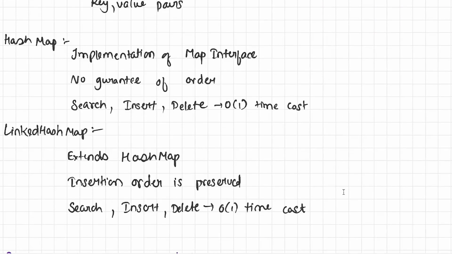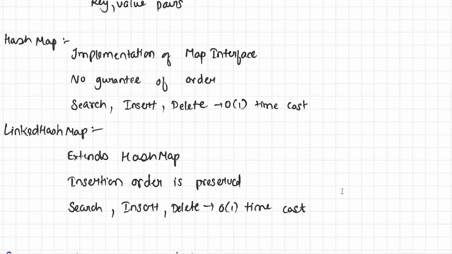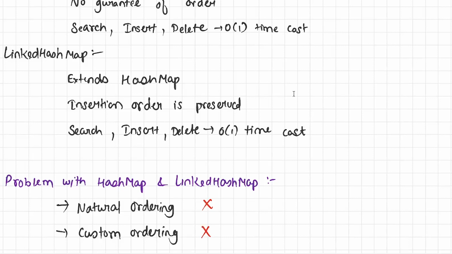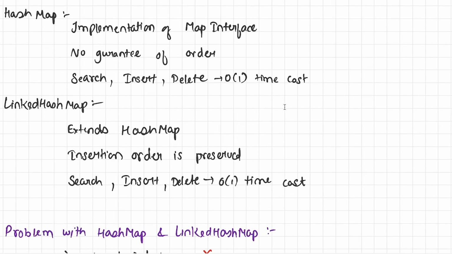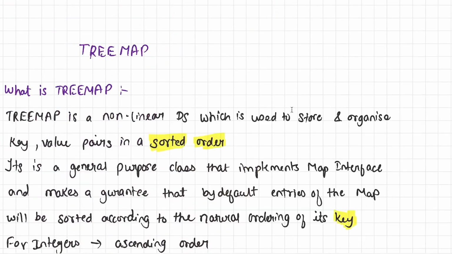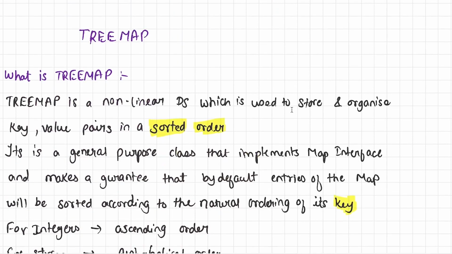Now guys, if you closely look at the hashmap and linked hashmap, you will see one problem with them. So the first problem is we cannot sort all the entries of hashmap or linked hashmap according to natural ordering. Or for example, if we want to provide a custom ordering to all the entries, then this is also not possible in hashmap and linked hashmap. So these are the two problems that we are facing in hashmap and linked hashmap. So guys, to solve this problem, here comes the TreeMap to our rescue.